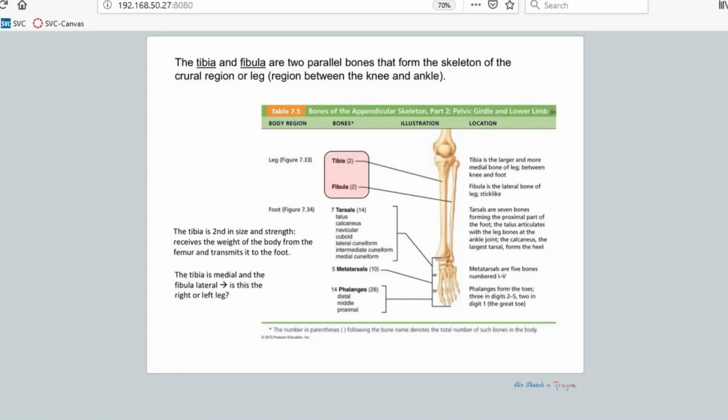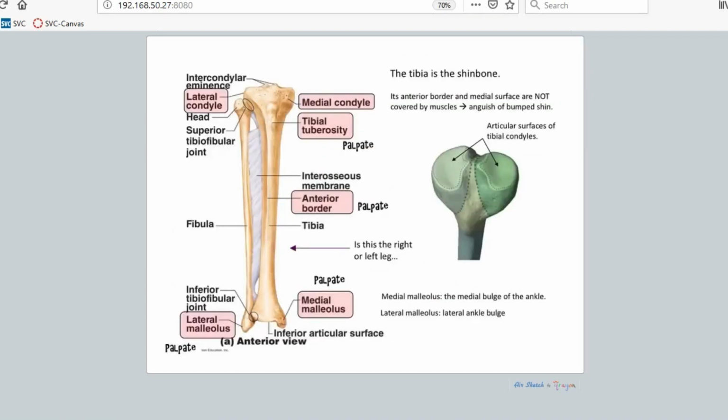And the tibia is also a large bone. It's the second largest bone in the body. Okay, some more good stuff here. Here's that medial epicondyle. There's the lateral epicondyle. And we have this bump on the front of the tibia called the tibial tuberosity. You can palpate that.